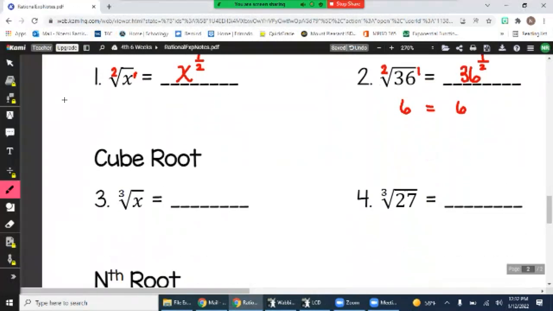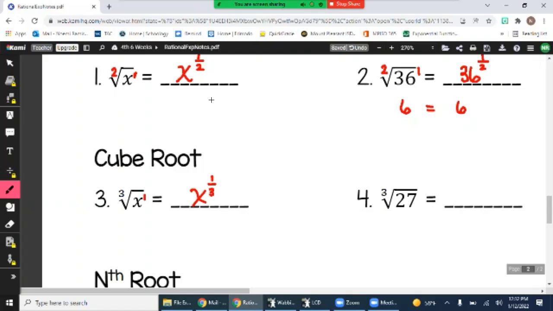Ready? Cubed root. X does not have an exponent, so I assign an exponent of 1. And it becomes x to the power of, not 1/2, 1/3. The index is 3, inside over outside, 1/3.